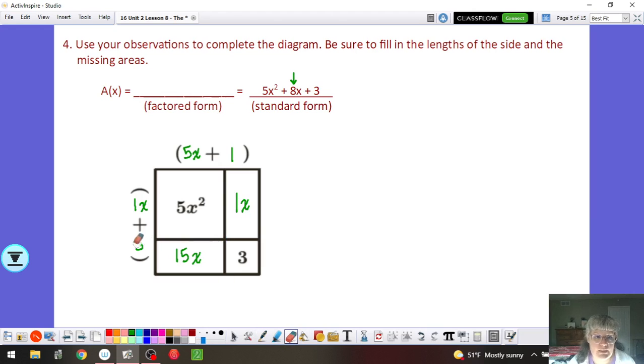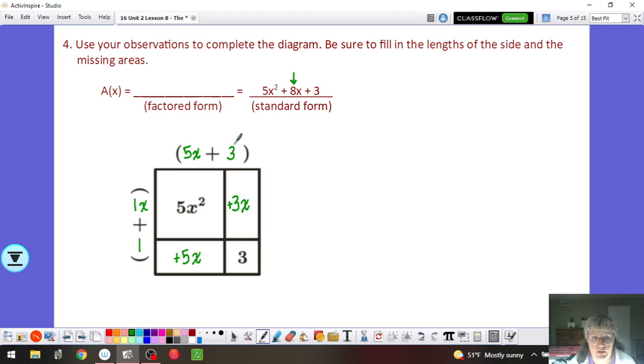So let's just switch where the 1 and 3 are placed and see if that makes a difference. So let's look at 5x plus 3 and 1x plus 1. So the 1 times 3 is still going to give me this 3, but I have these rectangles I need to think of. So 3 times 1x is 3x, and 1 times 5x is 5x. And if these values are both positive, they will combine to give me 8x.